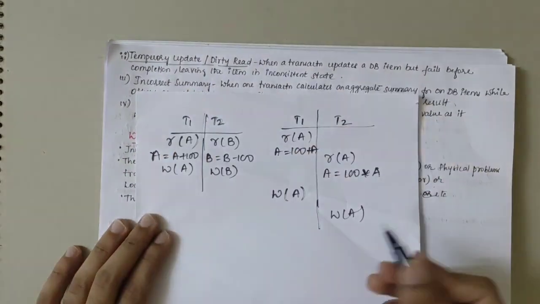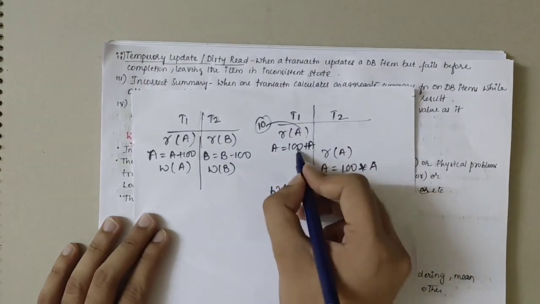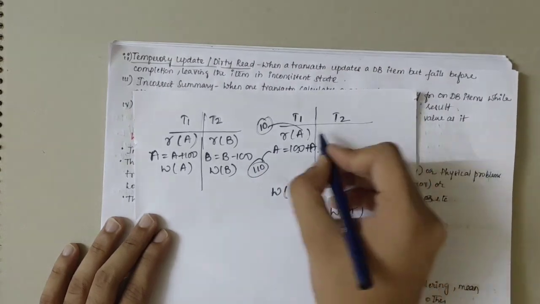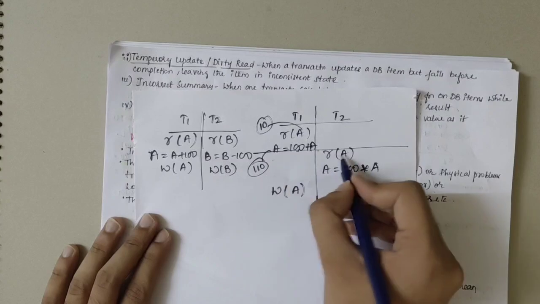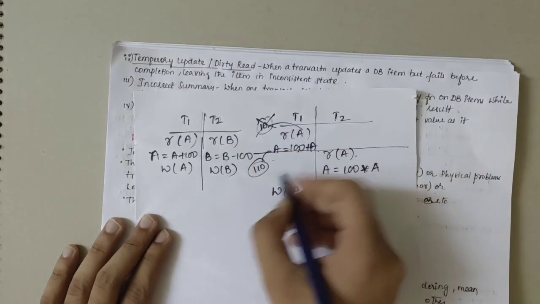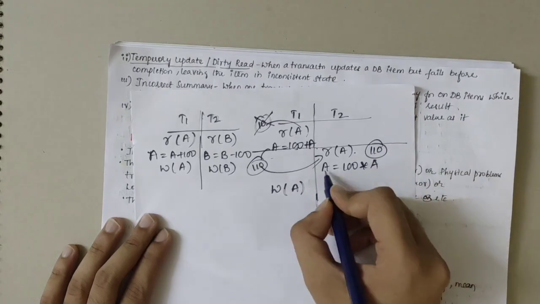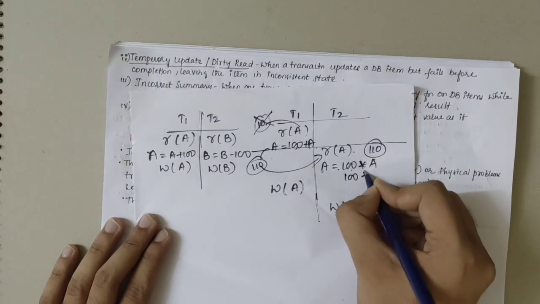Temporary update states that initially we took the A value as 10, and then A equals 100 plus A, that is 100 plus 10, which is 110. So here the A value is 110. Now on this side, in the next time interval, A is being read. This earlier A won't be considered; this A would be considered. 110 is read, and here A equals 100 times A, so 100 into 110.